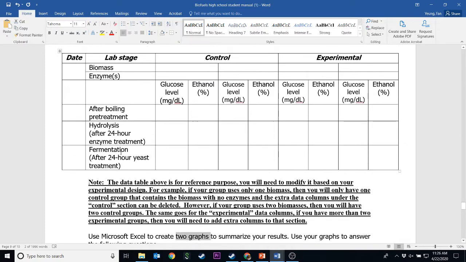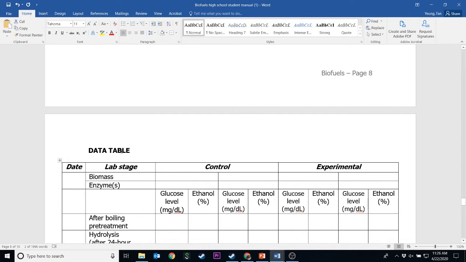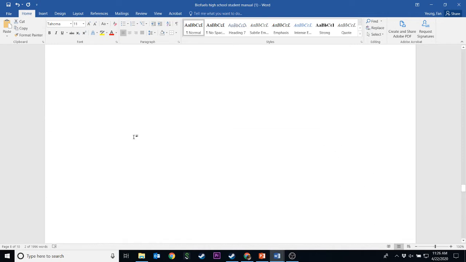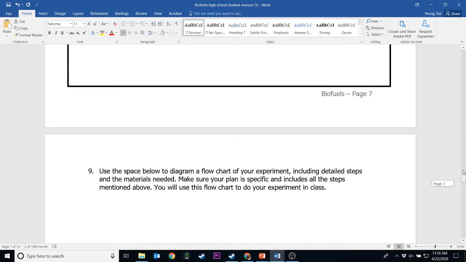Now, please ask questions now. This is the biolab stuff, biofuel labs. That's what you're supposed to do. I'm gonna go ahead and delete some stuff.